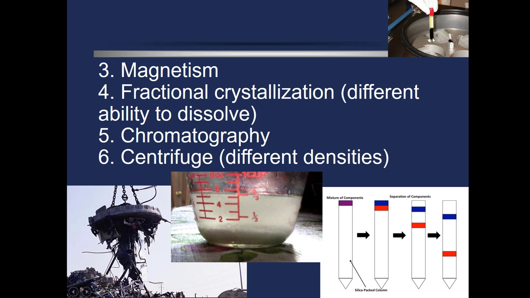So the cells, like the red blood cells and the cellular parts of the blood, are heavier than the liquid, so they will sink to the bottom. And so this just spins around and around really, really fast. And so the heavier parts will go to the bottom of the test tube, and then they can just pour off the top part.